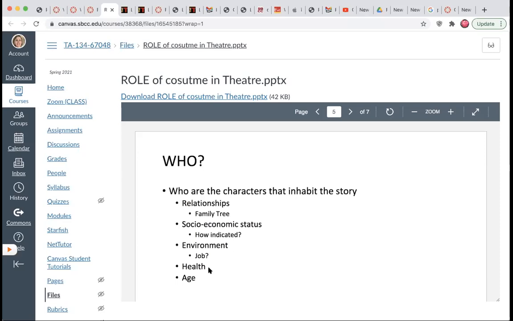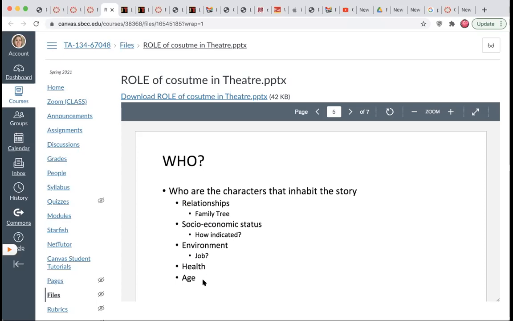We can tell the health of the character, the woman in the sling. We can tell the man on the far right in Murder on the Orient Express is older. Is he in good, robust health, because he looks very hale and hearty? Is he leaning on a cane because he may not be in good health?